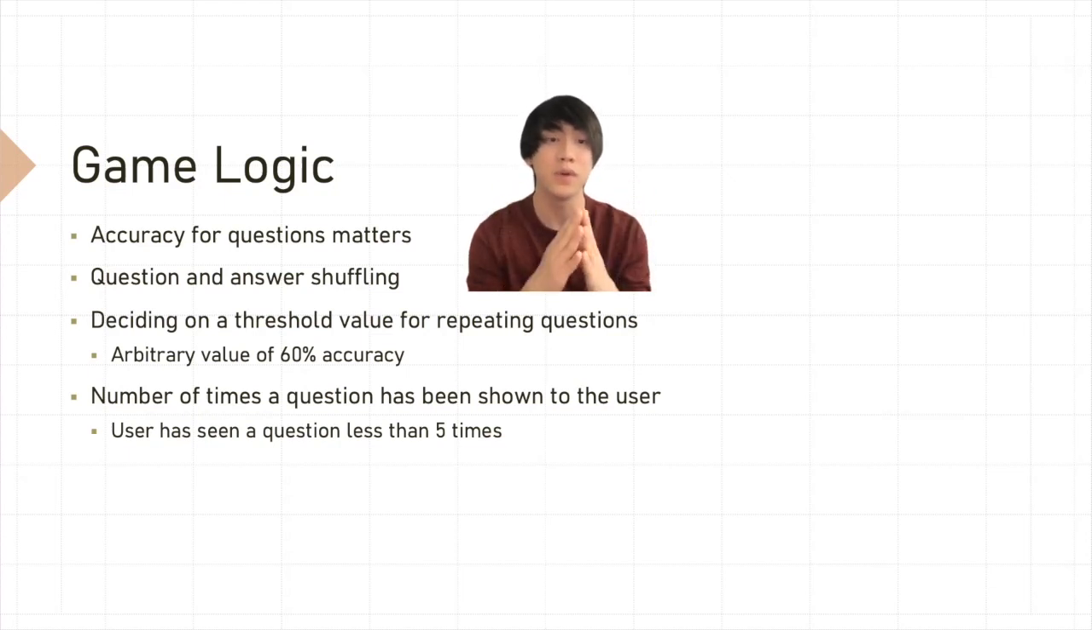So for example, if a user answers a question less than 5 times with less than 60% accuracy, they will be shown the question again. However, if they've answered the question with greater than 60% accuracy and more than 5 times, they will not be shown the question again. Now, why did we do this, you ask?